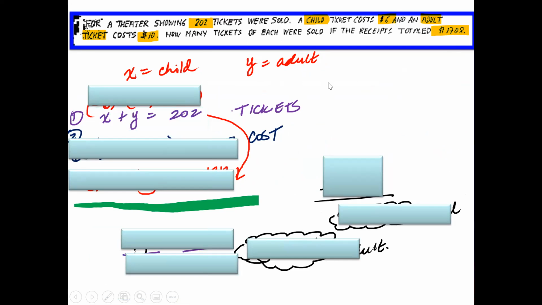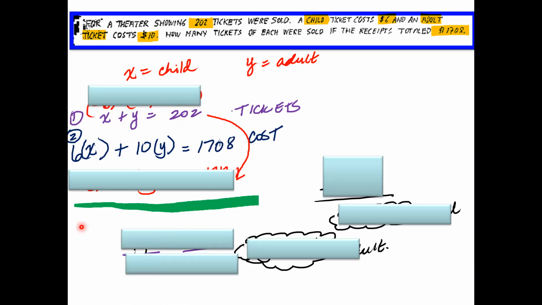So let's say x equals children and y equals adults. Okay, so then you have two different equations. The first equation is the number of tickets. So x plus y has to equal 202 tickets sold. The second equation involves money. Now the total amount of profit you made is $1,708. So 6x plus 10y equals 1708.